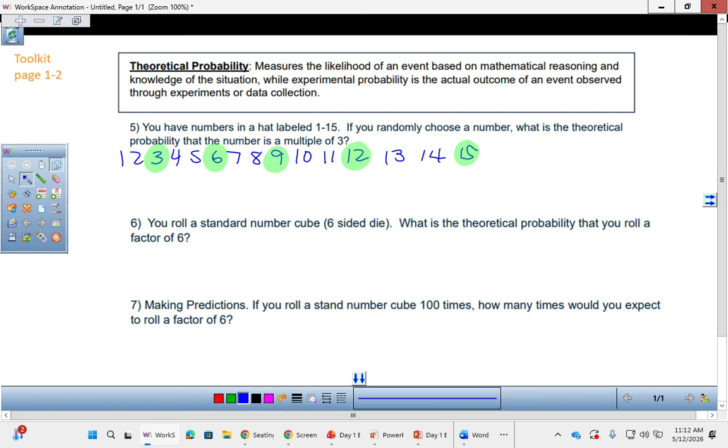So now what I'm saying is, what is the probability of getting a multiple of 3? So the numerator would be the number of numbers that are multiples of 3. 1, 2, 3, 4, 5. There are 5 multiples of 3 out of the total number of numbers. How many numbers are there? 15.